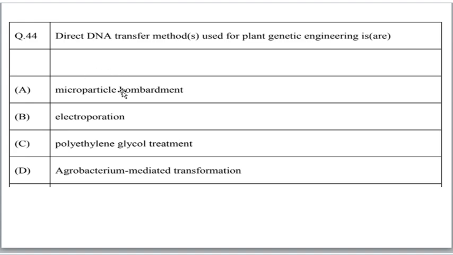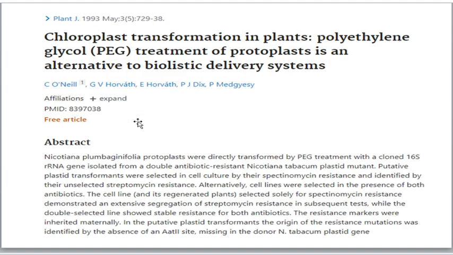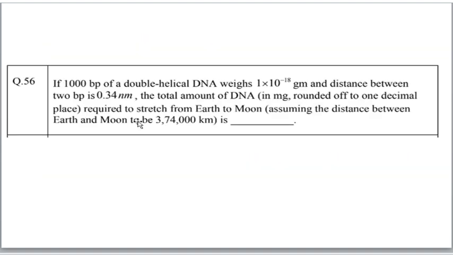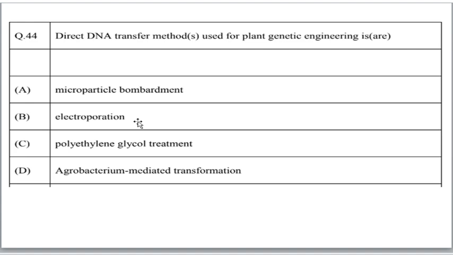So both microparticle bombardment and electroporation are physical methods, and polyethylene glycol is a chemical method. Here, polyethylene glycol is used as an alternative to biolistic delivery and is currently employed for plastid transformation. Okay, so please don't challenge this particular question. It has been correctly given.